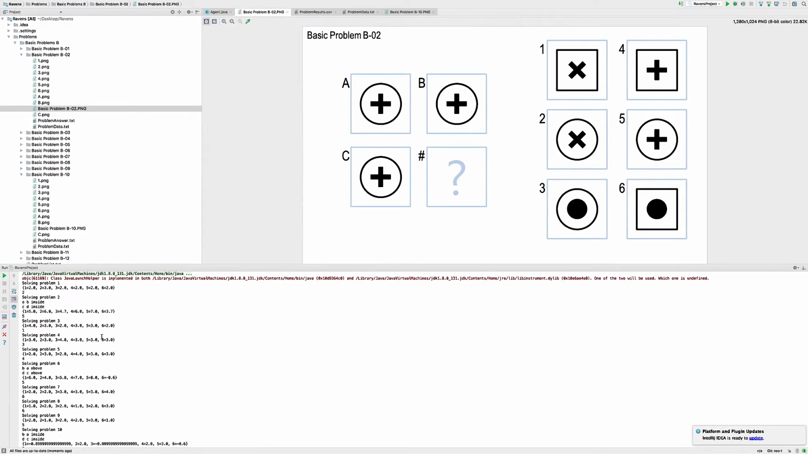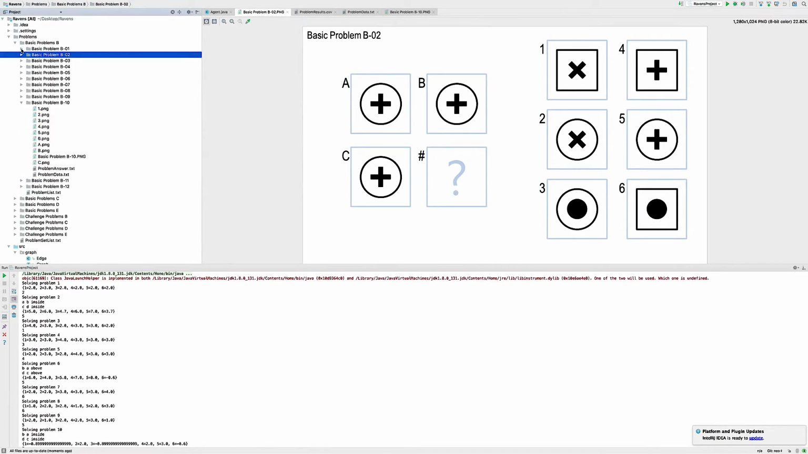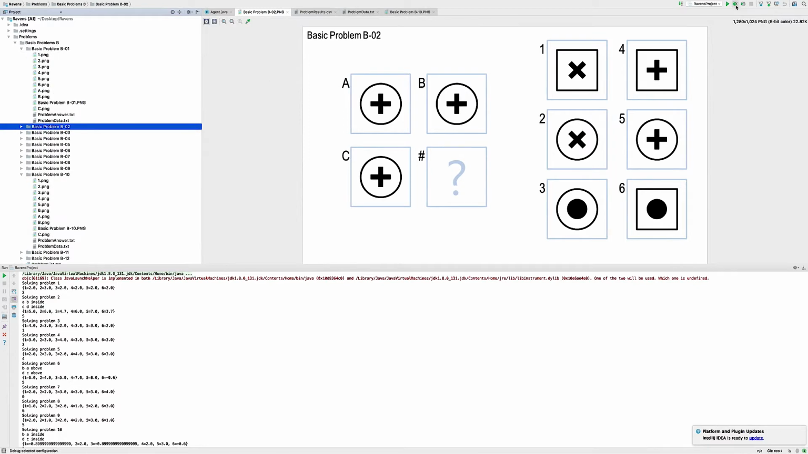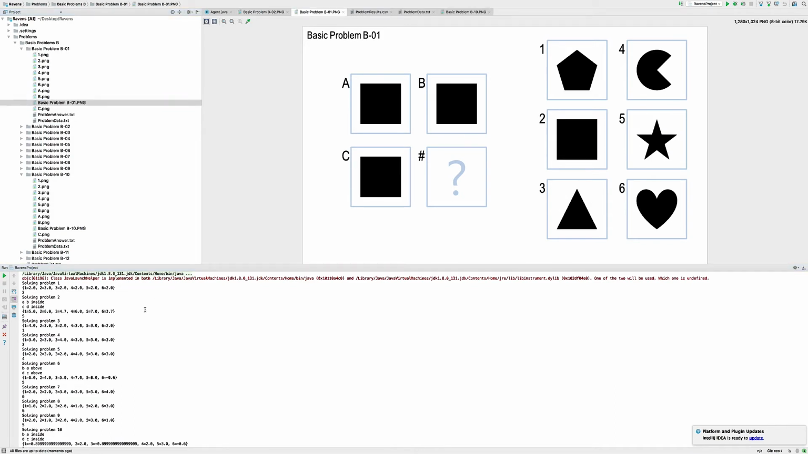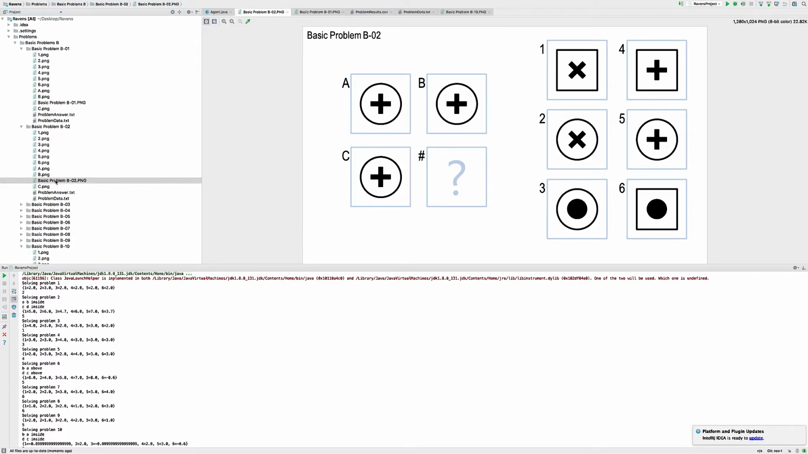So I'm just gonna go through each of the questions, and from there look at how well the agent did. So I'm gonna run this over again. And for problem number one, it gives the answer 2, which is correct. For problem number 2, it gives the answer 5, which is the correct one.